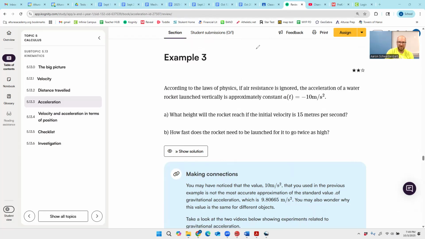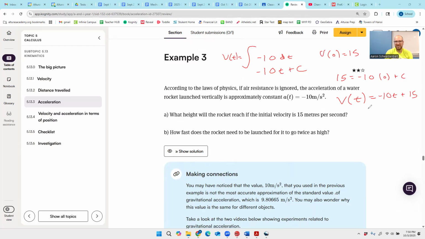So let's start with getting the velocity. The integral of negative 10 dt. So I get negative 10t plus c, and I know that v of 0 equals 15. So 15 equals negative 10 times 0 plus c, so c equals 15. So v of t equals negative 10t plus 15.